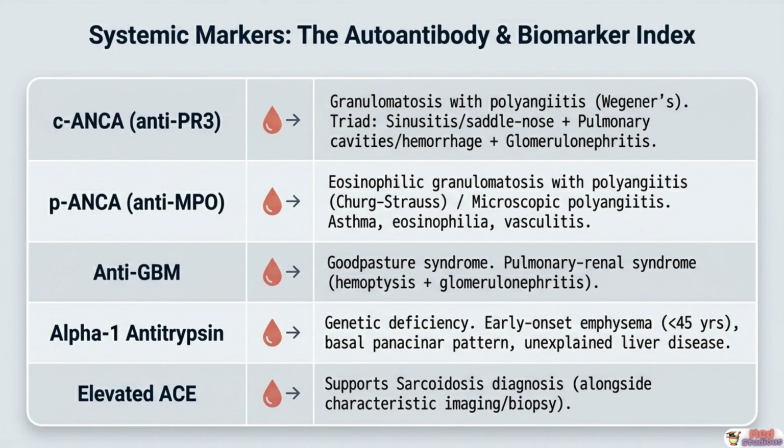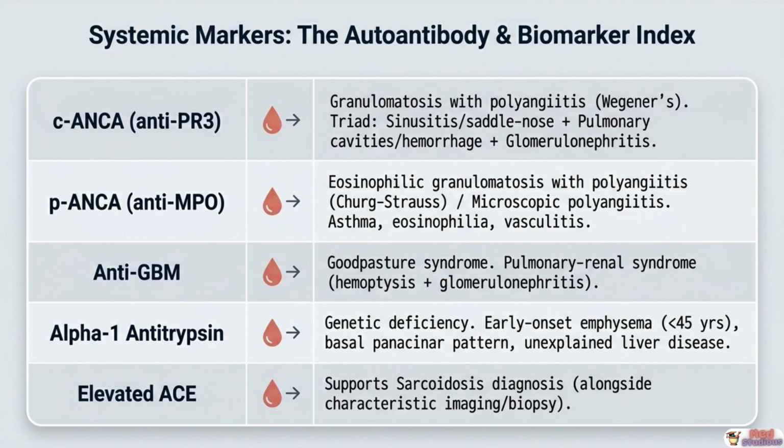5 systemic blood markers connect respiratory disease to broader autoimmune and genetic processes, and memorizing this index resolves an enormous proportion of immunology respiratory crossover questions. C-ANCA, targeting antiproteinase 3, indicates granulomatosis with polyangiitis, presenting with the classic triad of sinusitis or saddle nose deformity, pulmonary cavities or hemorrhage, and glomerulonephritis.